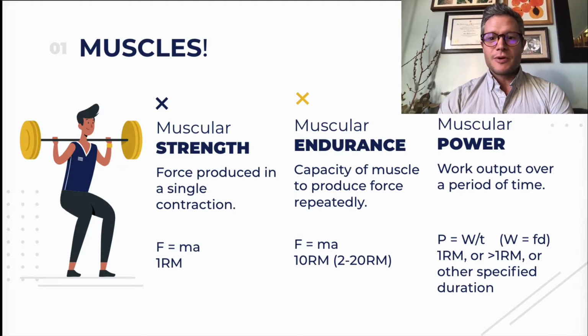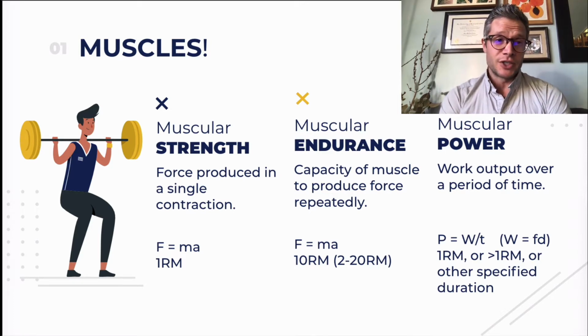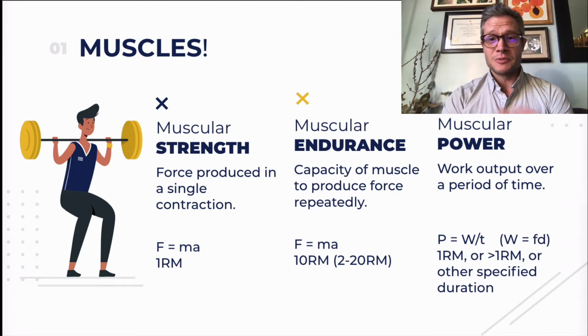So there's different terms that people commonly use for muscle and muscle function. Primarily muscular strength, muscular endurance, and muscular power. Oftentimes, it seems like these terms are used interchangeably, and they really have their own unique and specific descriptions for each of the terms.